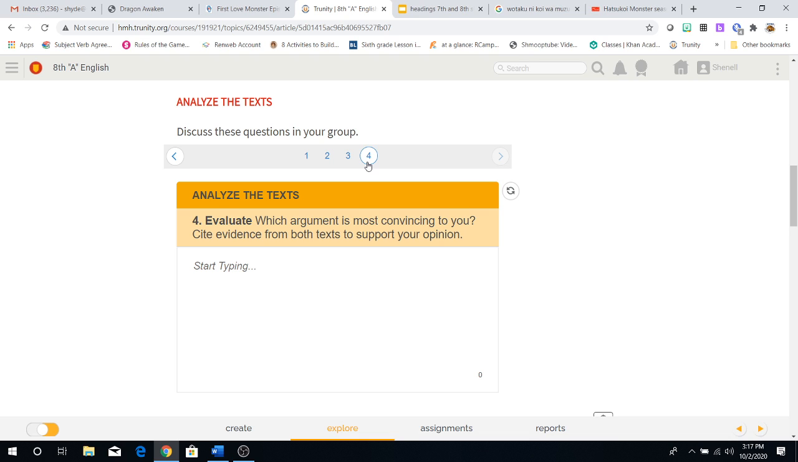For example, if you decide to go for the Automation Paradox, you will cite evidence from it that convinces you that they are right. And then you also have to use Heads Up Humans and say, okay, well, this is the part that was not convincing to me. So you would cite the evidence that you felt was not convincing, and that would support your opinion of choosing one or the other.